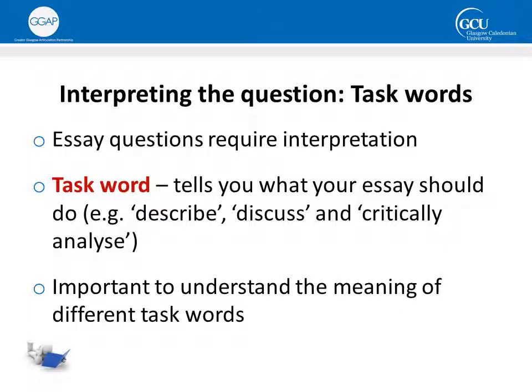background reading. To help you in this process of interpreting the question, it's useful to look at what we call the task word. The task word is the word that tells you what your essay should do in terms of answering the question. So for example, are you being asked to describe, are you being asked to discuss, or analyse? These different task words do have very different meanings, so it's important that you understand exactly what these words mean so that you don't misinterpret the question.